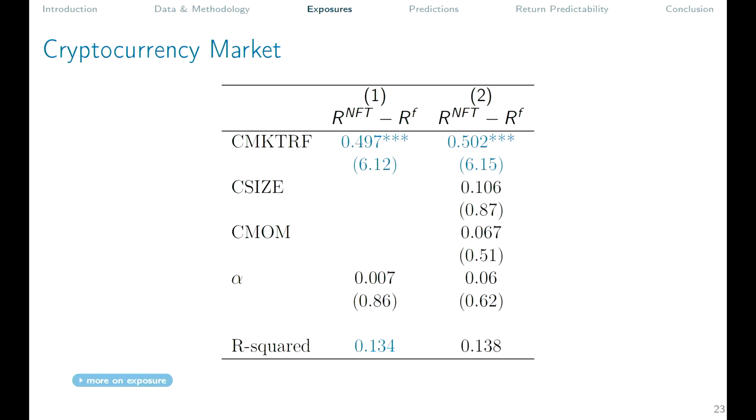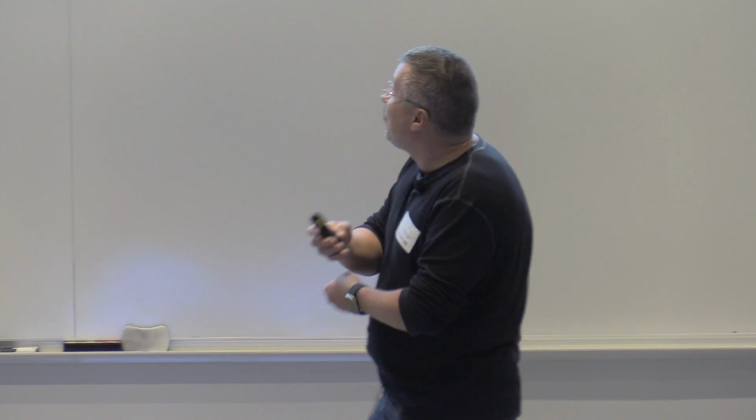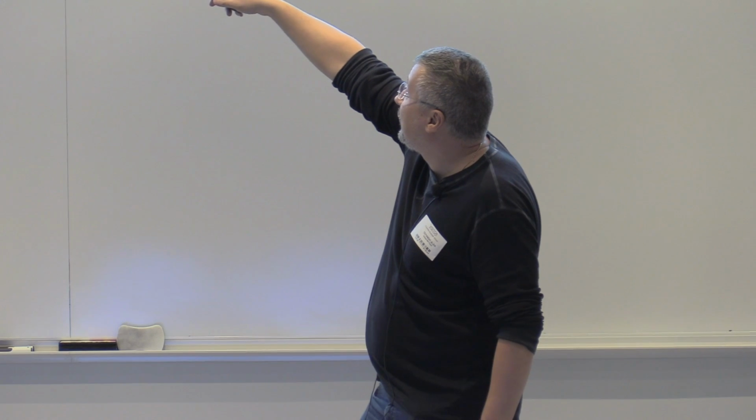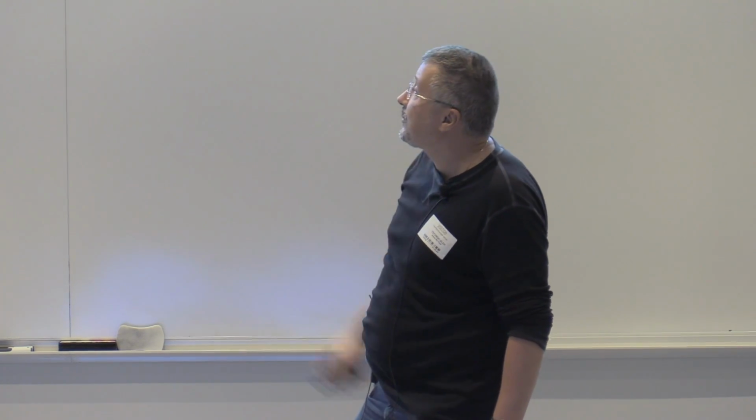All right, so I also like to think about how this market behaves compared to the other markets. The simple way to look at this is just to look at the exposures. Does it co-move together with other known assets? So the first thing to compare with is, does it co-move with the coin market? There is certainly a correlation with the coin market. The correlation is about 50%.